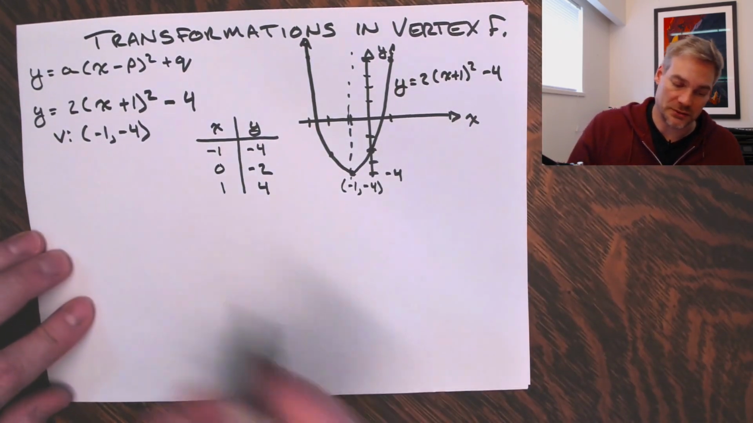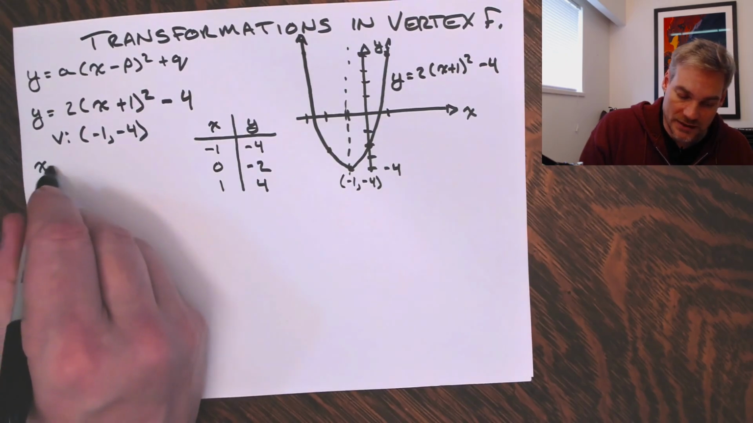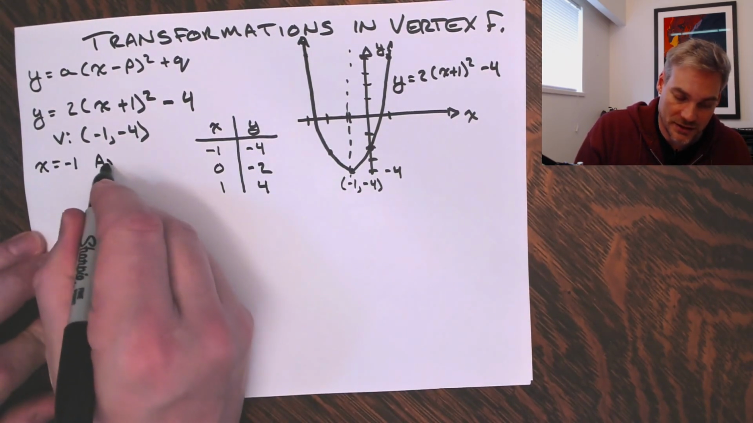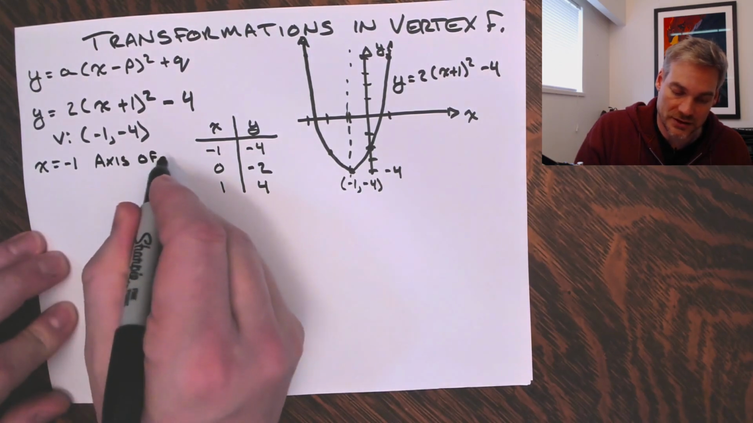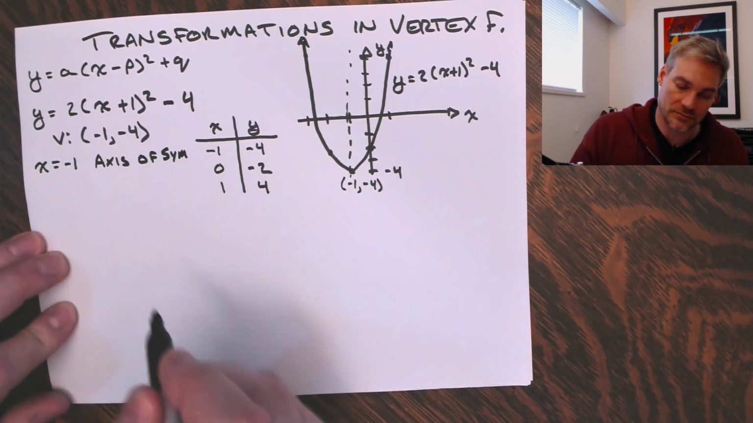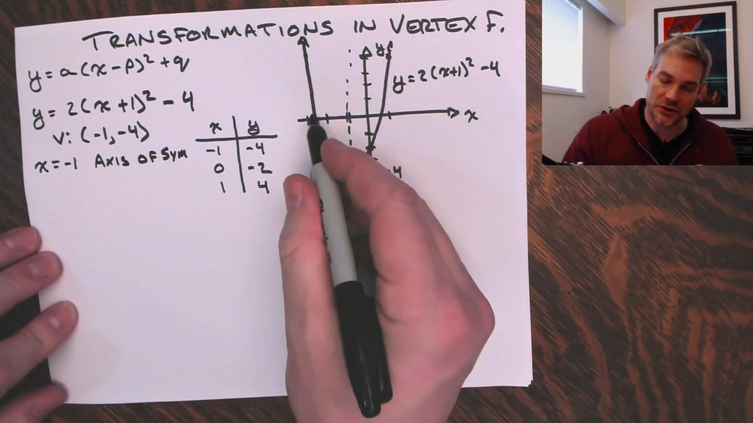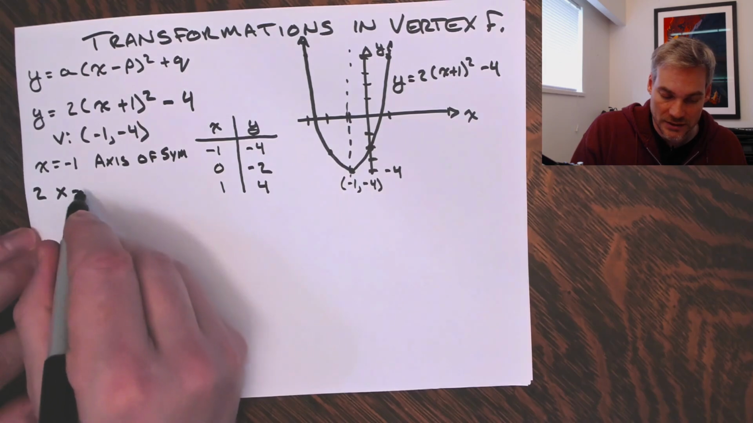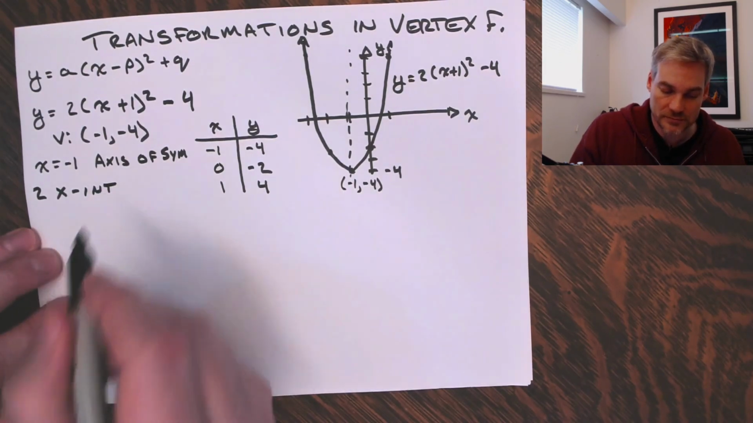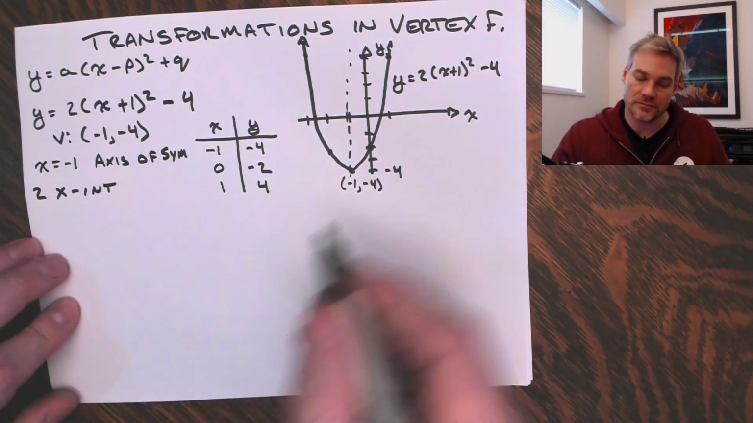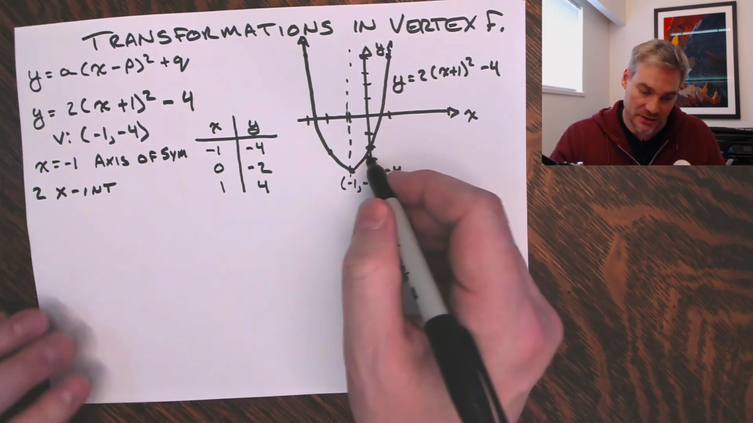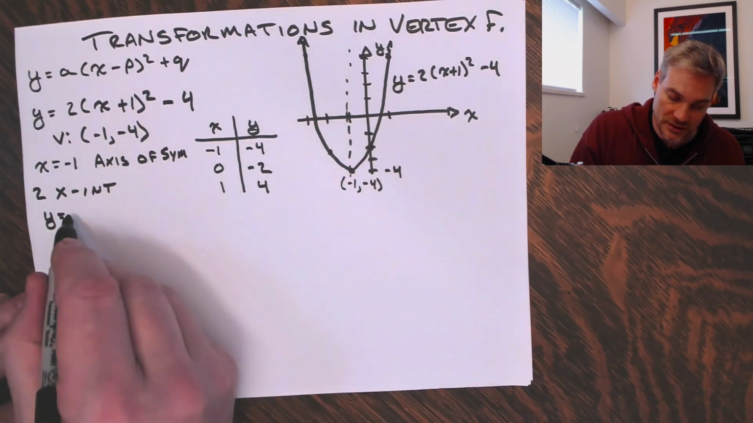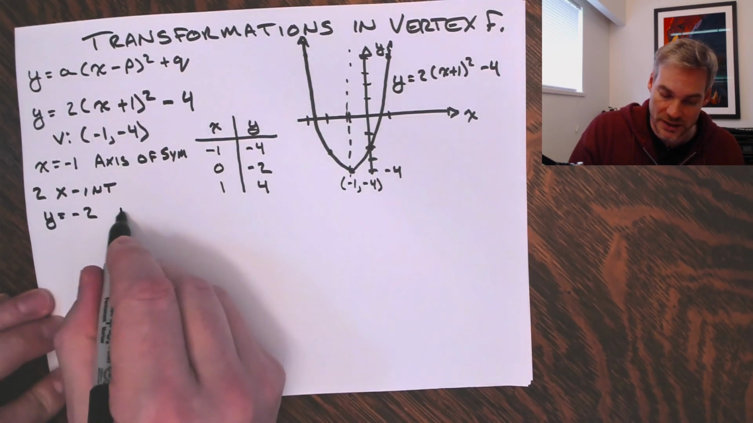Okay, so let's write x equals -1. And what is that? That is our axis of symmetry. Now we have two x-intercepts. What is our y-intercept? Y equals -2 is the y-intercept.